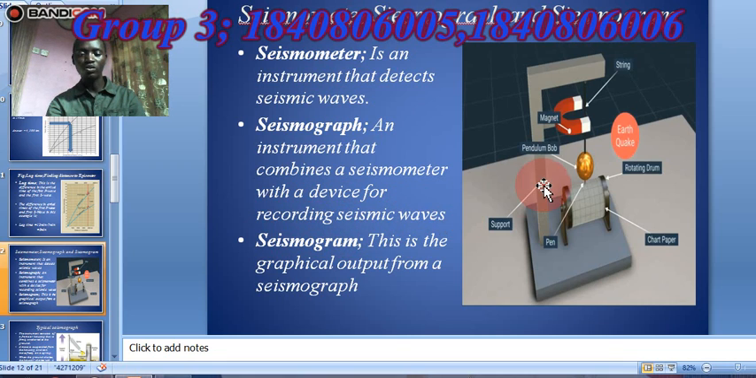We are going to see one. Here is just a 3-dimension view of a seismograph. Then we have a seismogram, which is just a graphical output of a seismograph.